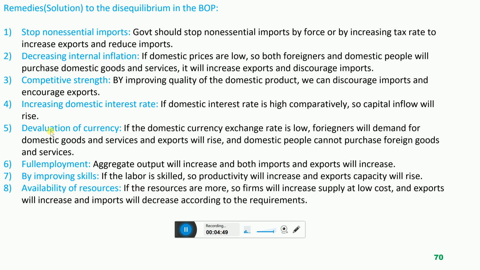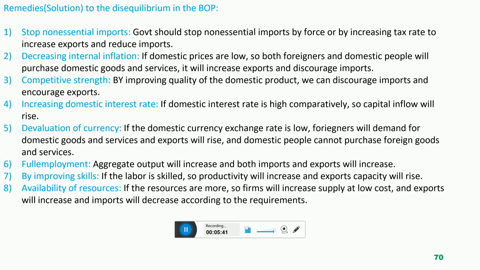The fifth solution, devaluation of currency, a decrease in the exchange rate. If the domestic country decreases the value of its currency, the domestic goods and services are cheap for both domestic citizens as well as for foreigners. Now, foreigners will purchase mostly the domestic country's goods and services, so exports of the domestic country will increase. Why? Because the domestic currency value is low and foreigners can cheaply purchase the domestic currency, so exports increase.